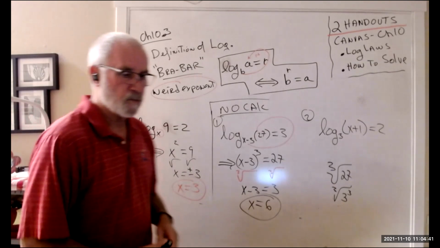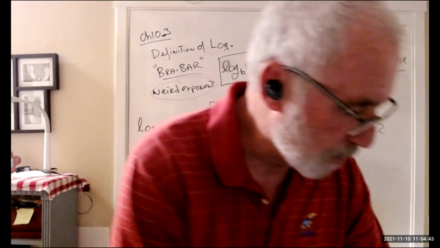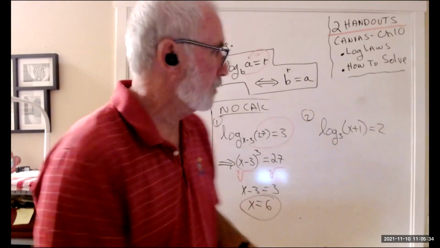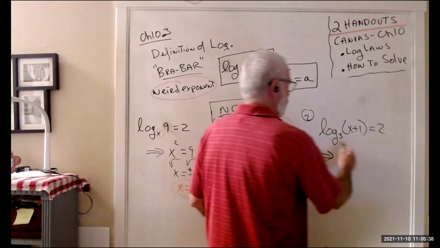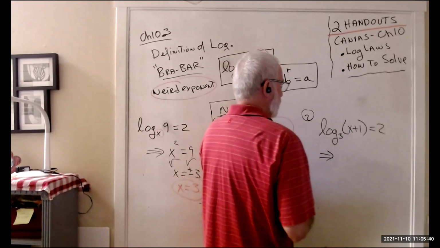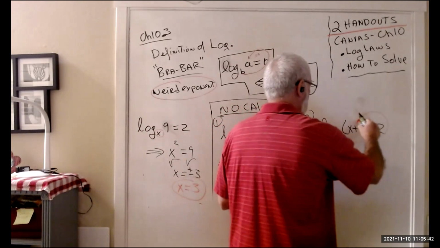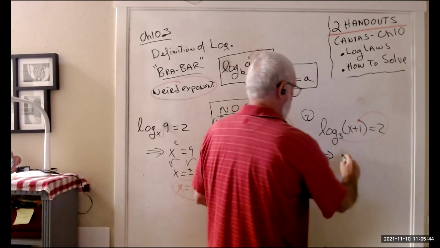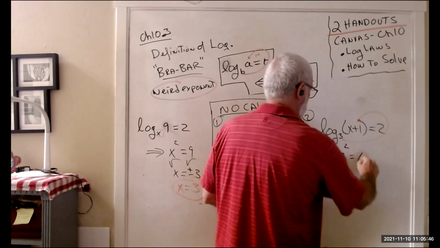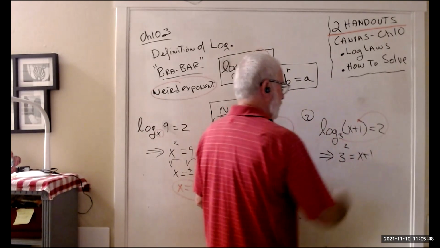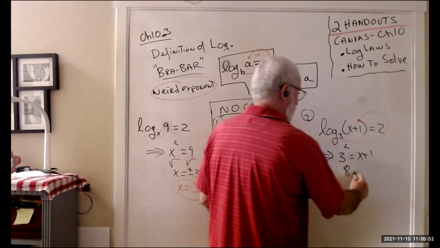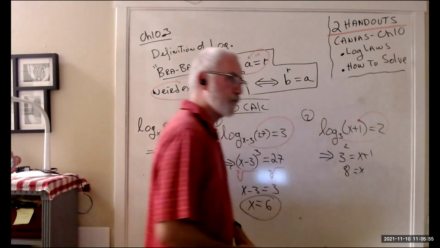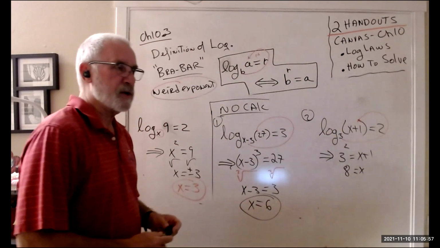Pause one second more. So again, if we apply the Brabar rule, this is going to be 3 to the 2 equals x plus 1. That's 9, so that's 8, because we take away 1 from both sides, equals x. And you're done. That was it.